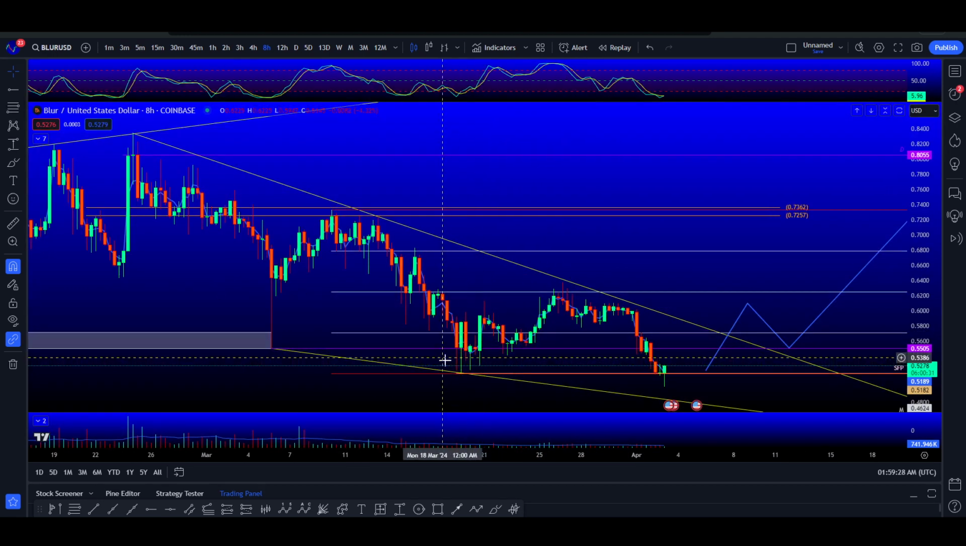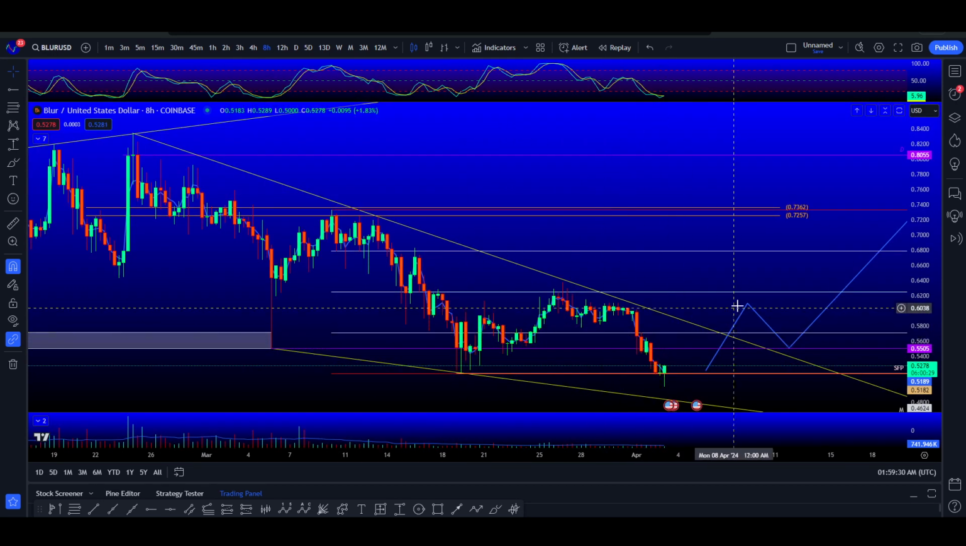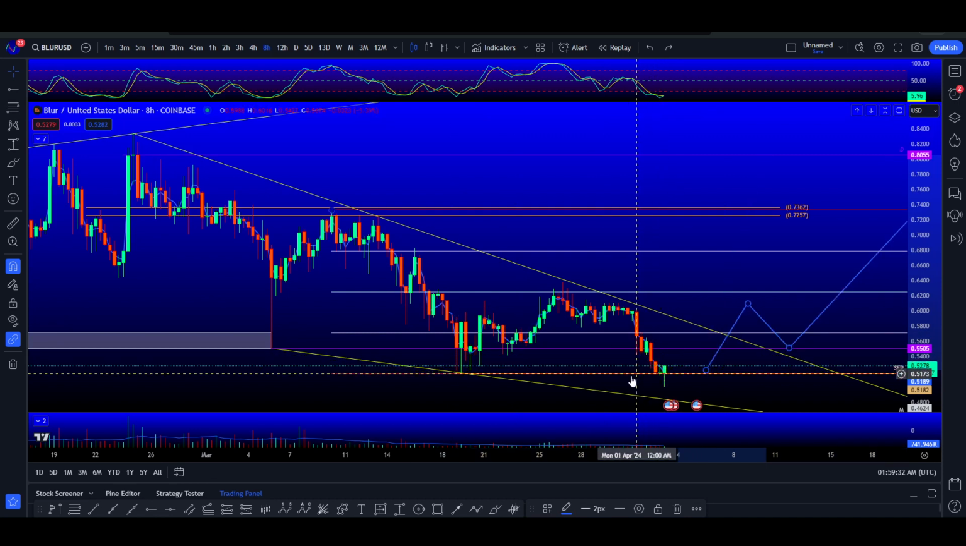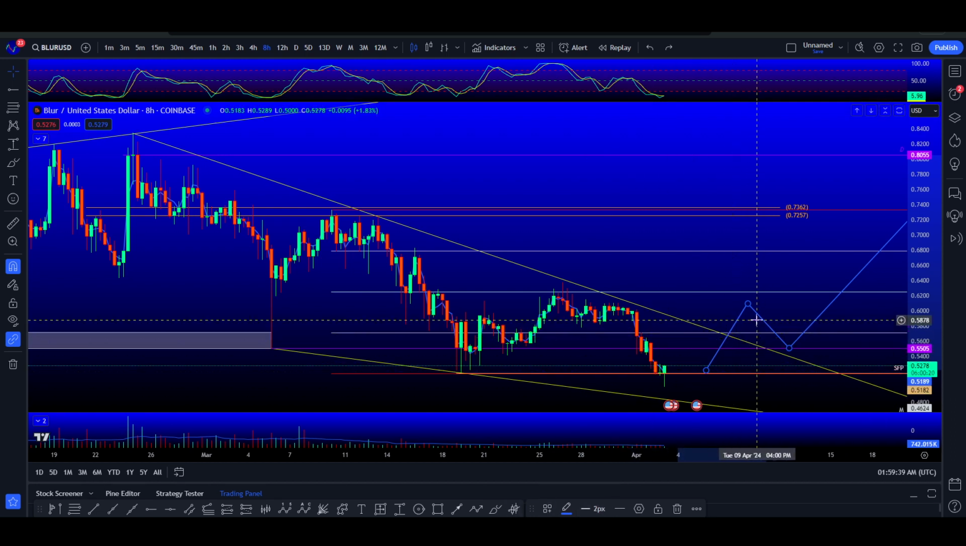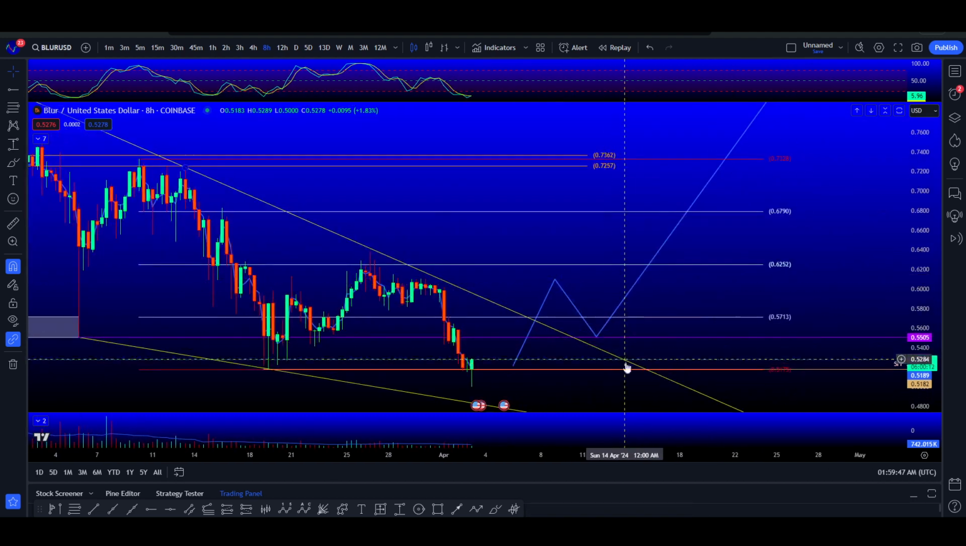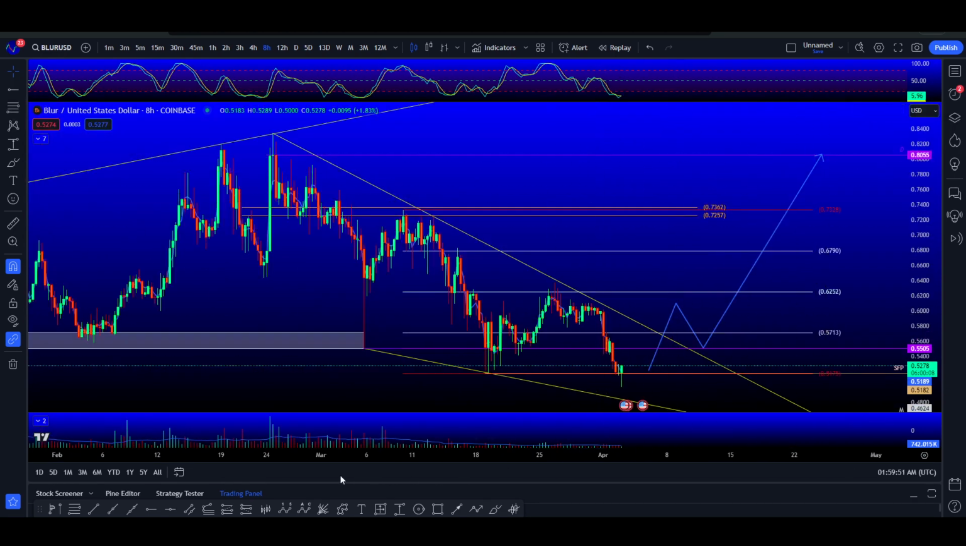We would then have to flip this resistance into support, pretty much like what I have shown here. So resistance right here, resistance here, flip it into support. Might get a little bit of a backtest of the daily level. But with that being said, and then continuation to the upside.